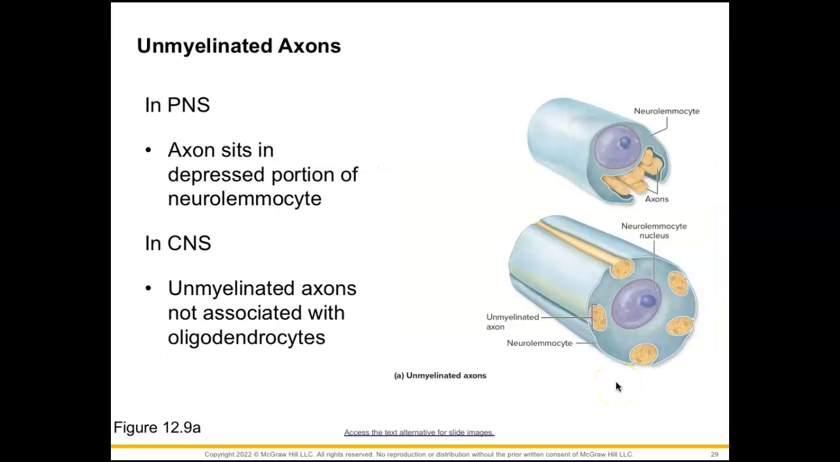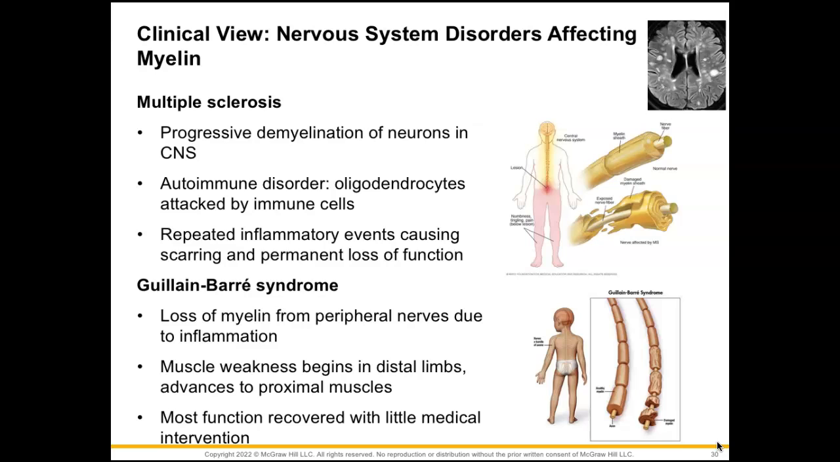For unmyelinated axons within our peripheral nervous system, our axon is going to sit kind of depressed within a portion of a neurolemmocyte. So we could see this taking place over here, all of those axons grouped together, or you can see them kind of enmeshed within the neurolemmocytes in several spots around the periphery here. Within our central nervous system, our unmyelinated axons are not going to be associated with oligodendrocytes, so they are just one continuous axon. Now for another clinical view, we'll talk about some nervous system disorders affecting myelin.